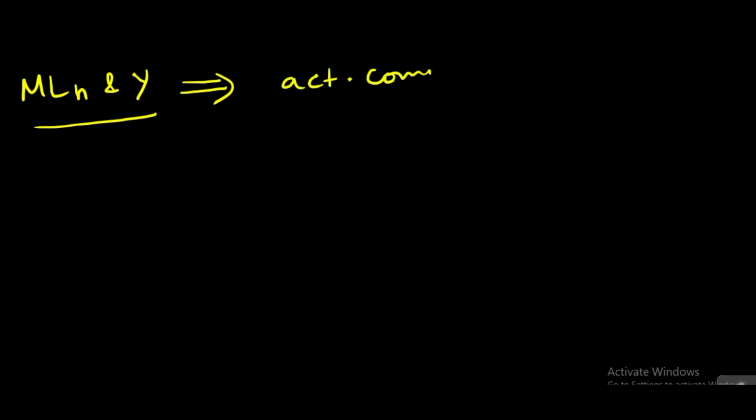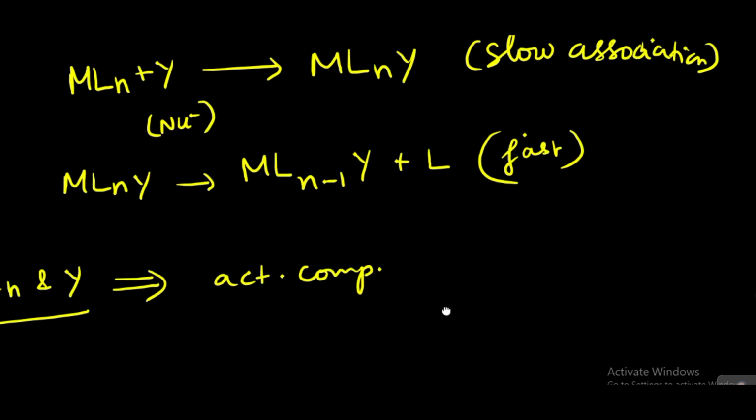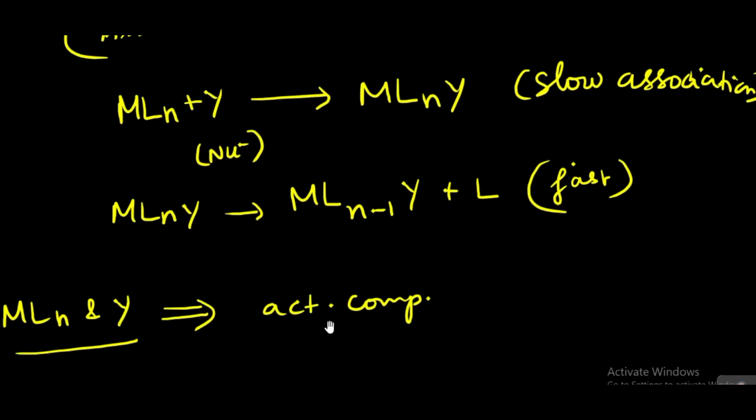Let us discuss some characteristics of this reaction. In this reaction, two species, MLn and Y, the nucleophile, are involved in the formation of the activated complex. Both of them collectively interact and participate in the formation of the activated complex. In the second fast step, the activated complex loses a ligand and the new ligand Y becomes a permanent part of the molecule.